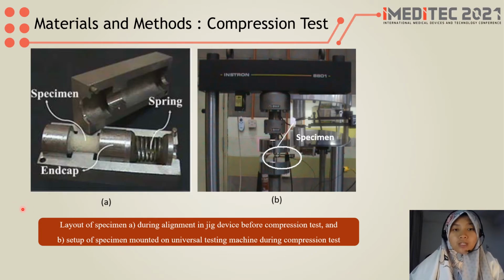Here shows the figure of the cancellous bone specimens under compression tests. Figure A is where the specimen is secured in a jig device, where these end caps are used to secure the specimens to avoid the specimen from slipping during the test. And figure B shows the setup of the specimen mounted onto this universal testing machine during the compression test.